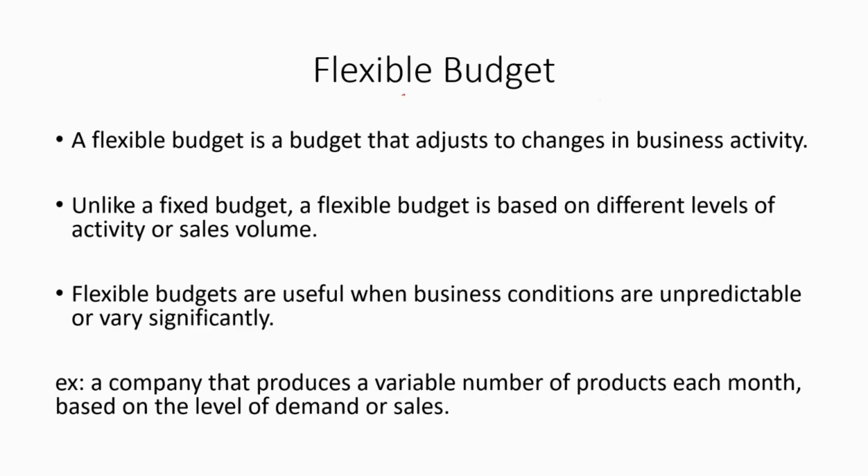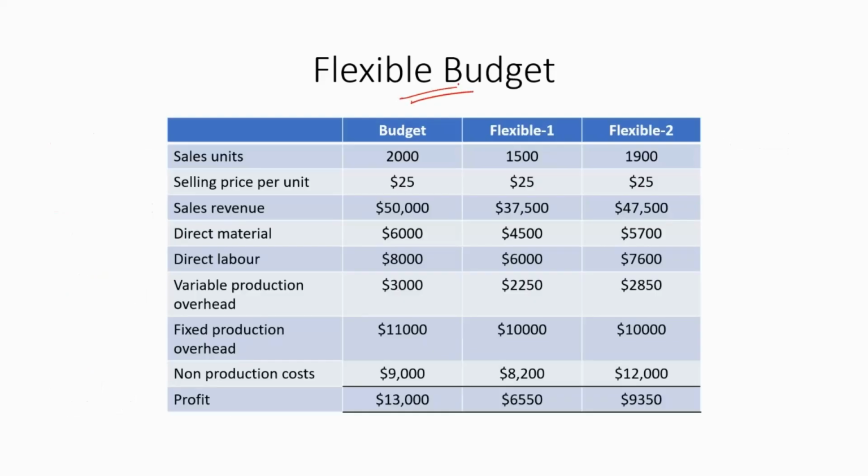Now let's discuss flexible budgets. A flexible budget is a budget that adjusts to changes in business activity. Unlike a fixed budget, a flexible budget is based on different levels of activity or sales volume. Flexible budgets are useful when business conditions are unpredictable or vary significantly. For example, a company that produces a variable number of products each month based on the level of demand or sales. Here is an example of flexible budgets.